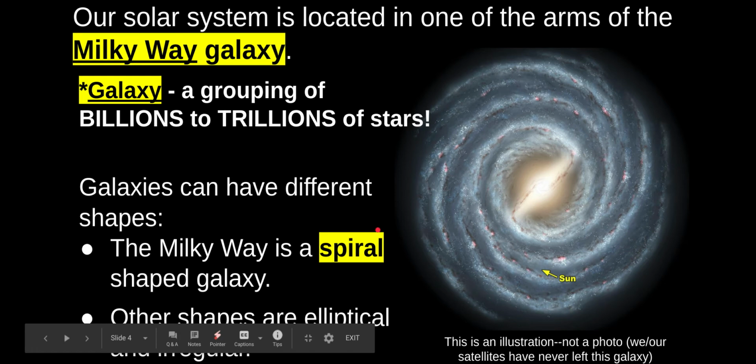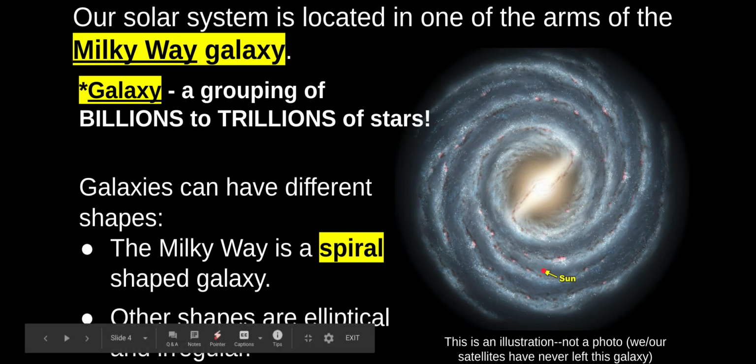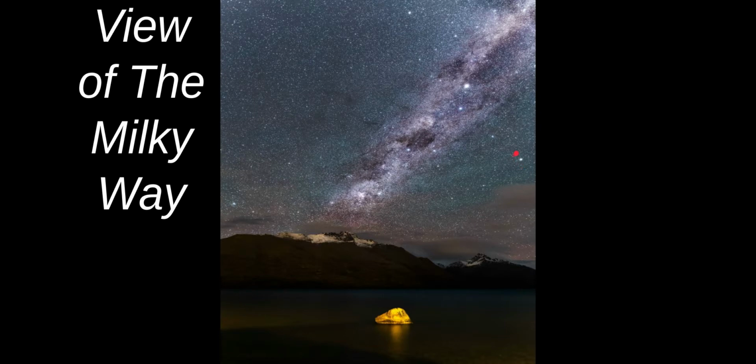Okay, galaxies can have other shapes. They can have elliptical or irregular shapes, but ours, the Milky Way, is a spiral shape. And we're located out here. All this other stuff, these are other stars around which there could be planets, which means there are so many other planets out there. Here are some views of the Milky Way.